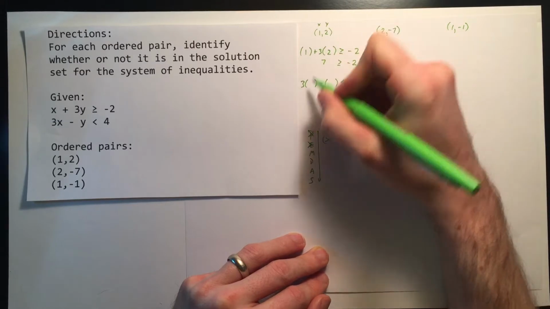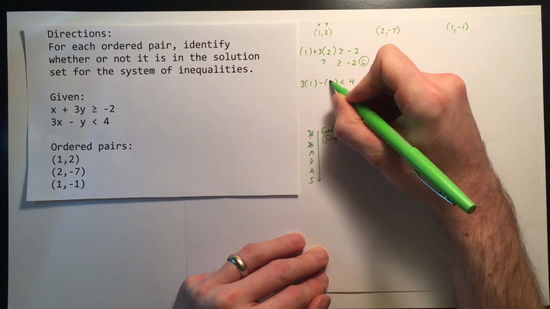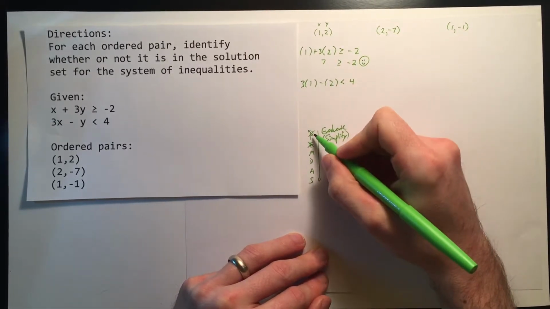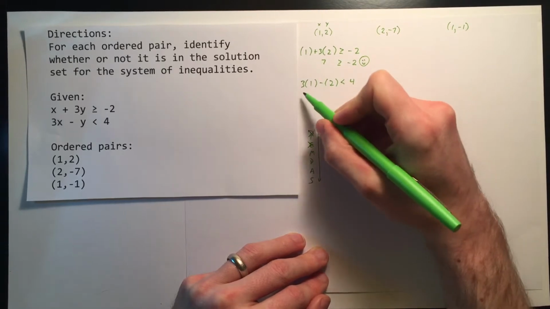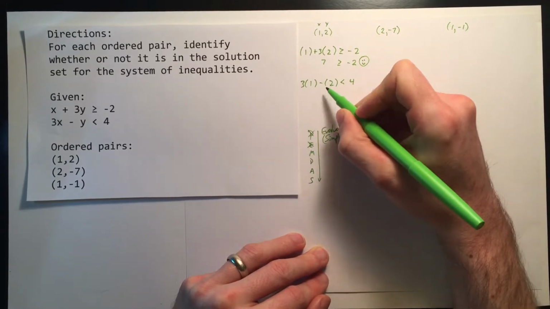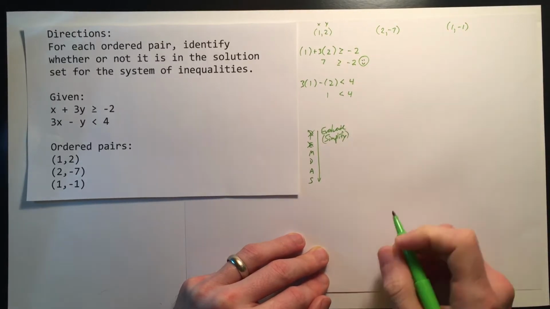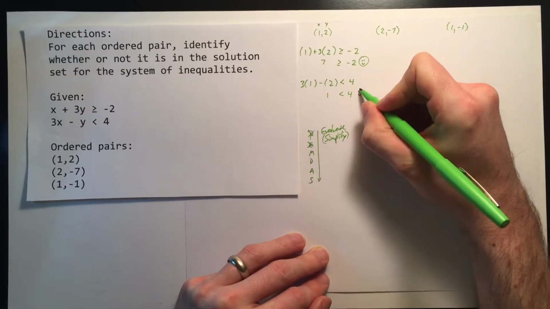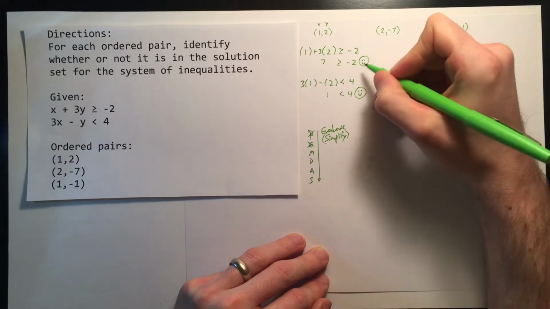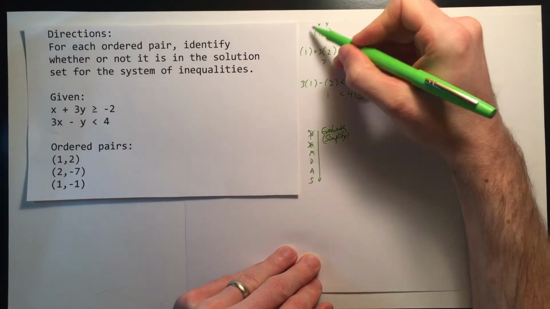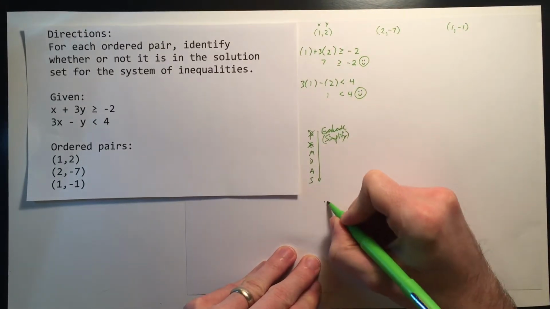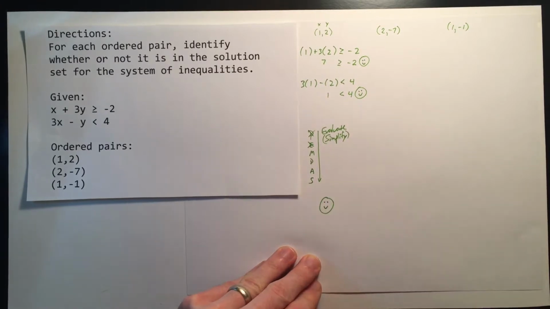Next one. Replace what the x was with the 1 and the y with the 2. And now use PEMDAS. Again, we multiply first. 3 times 1 is 3. Minus 2 is 1. Is 1 less than 4? Yes, it is. And so the answer, because we have two smiley faces, the answer for this ordered pair (1, 2) is yes, it is.